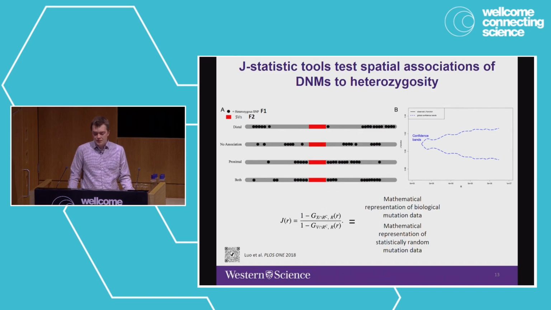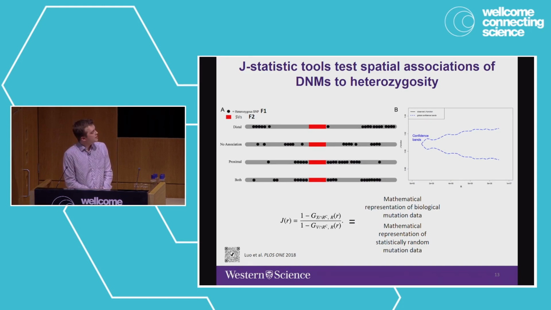I then used J-statistic tools, which are a tool developed in the lab that can test whether there's a statistically relevant relationship between the spacing here, testing these 4 possible scenarios. You could have distal relationships, meaning that the de novo structural variant is occurring further from clusters of heterozygosity. You could have no association, where the spacing looks random. You could have proximal, meaning that the SVs occur within or close to those highly dense regions of heterozygosity, or both, where they could occur within as well as distal from different clusters of heterozygosity.